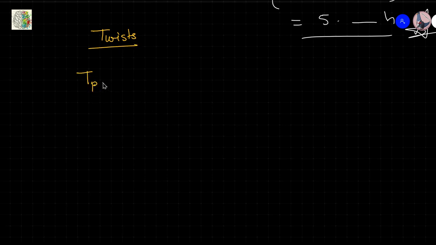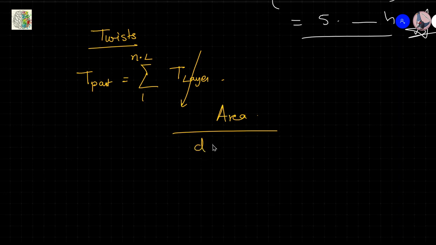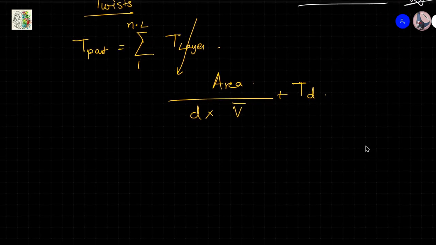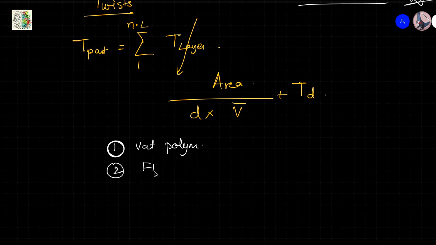So the time of the entire part is equal to the summation from 1 to n, number of layers, of time per layer. And this time per layer, you have seen, is area divided by diameter into velocity, plus time of delay. Today I have only told you about two different types of 3D printing. One was vat polymerization, and the second one was FDM, fused deposition modeling. In vat polymerization you use a laser, so this D will be equal to the focal spot, and your TD is the time delay, which is the same.